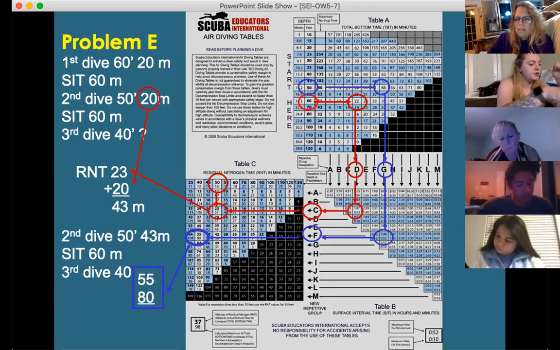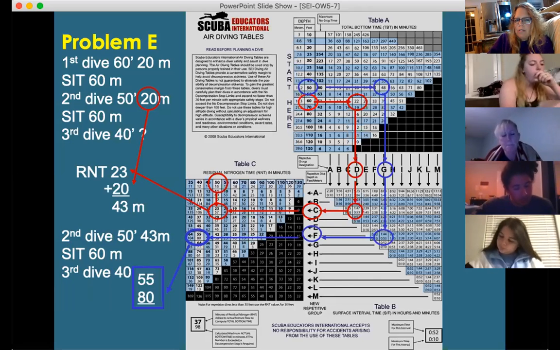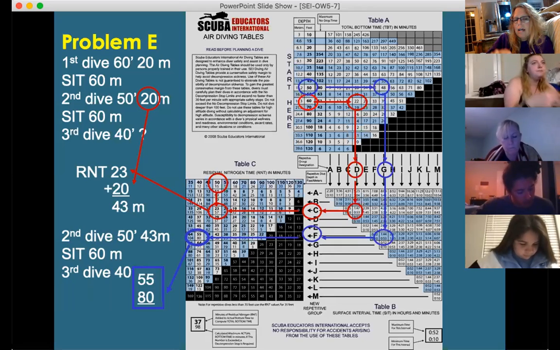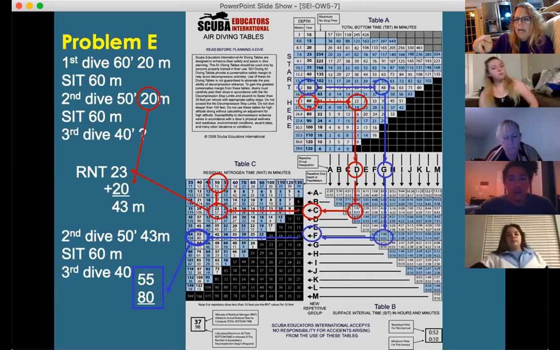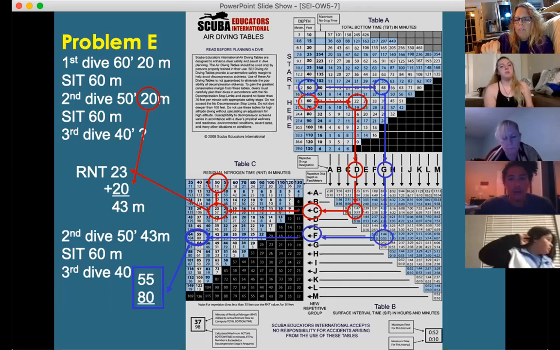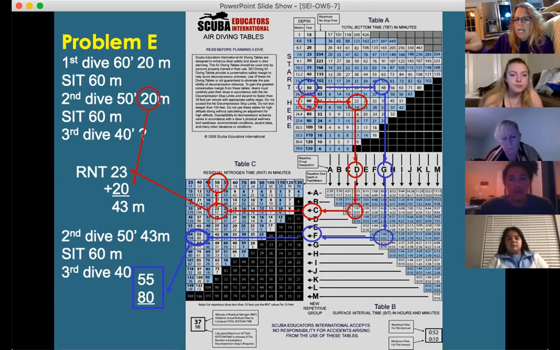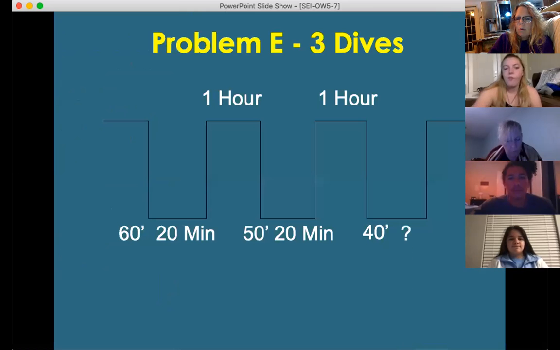Does that make sense? The hardest part to remember, and the part that everyone gets confused on, is that on the second dive you're going to add your residual nitrogen time to the actual bottom time of your second dive. Go back up to table A, same depth, 50 feet for the second dive, new time, which is the residual nitrogen time plus the actual bottom time equals total bottom time. And then you continue to work through the problem.